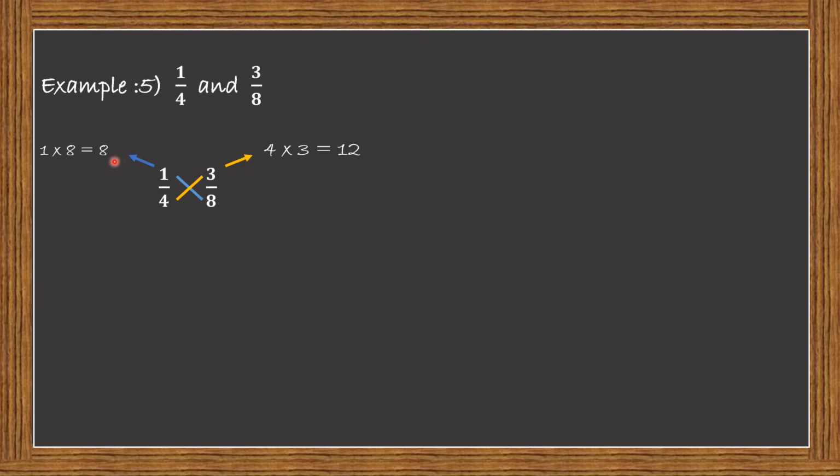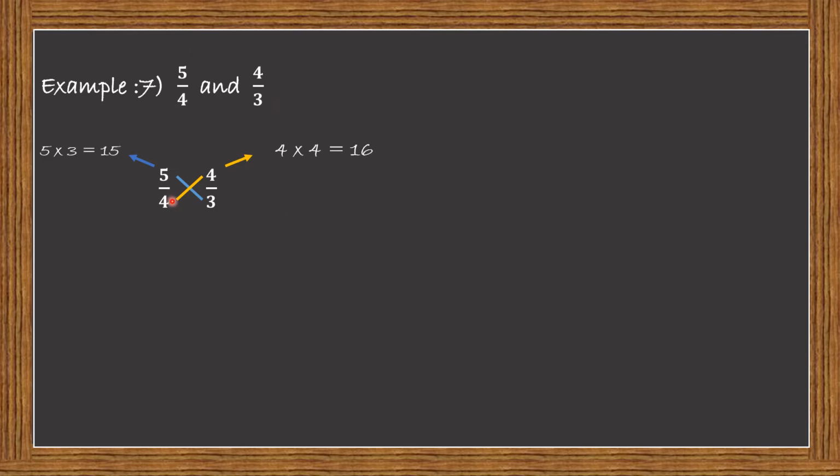So which one is smaller? 8 is smaller than 12. So write down that since 8 is smaller than 12, we must say that the fraction 1 upon 4 is less than the fraction 3 upon 8. Okay. So here we are taking one more example. That is example number 7. Now this is 5 upon 4 and 4 upon 3. So let's write down.